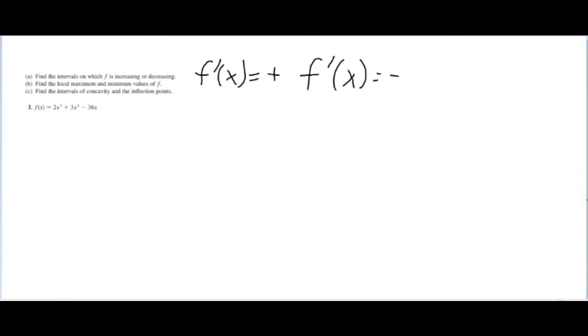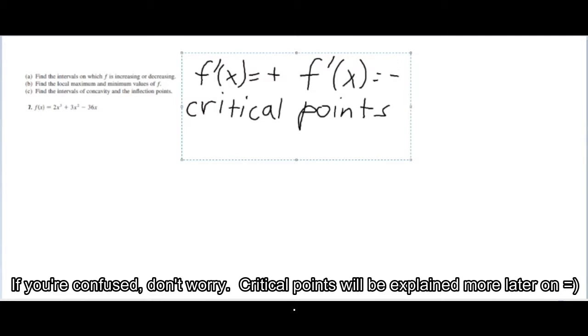And the most important thing to remember is critical points, because critical points are, remember, when the derivative is not defined or equals 0. And that's where the slope of the equation will change. So all we have to do to begin this question is to find the critical points. So let us do that.